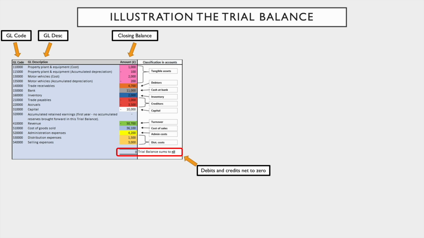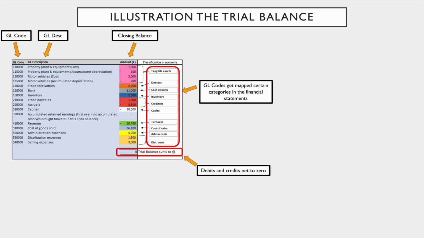And importantly, we said that all the debits and credits in the accounting equation sum to zero, sum to nil. So a trial balance should always come to nil. That's an important check for accountants. If your trial balance isn't summed to nil, something has gone wrong somewhere, and you would need to go back through the process to try to identify where the journal hasn't, where the debits haven't equaled the credits.